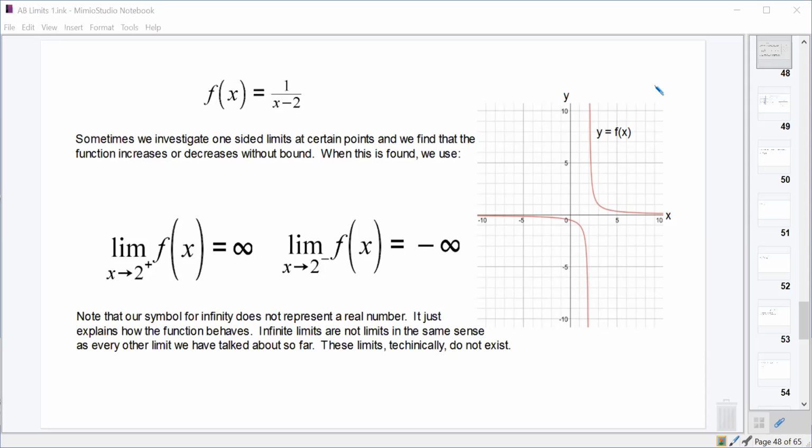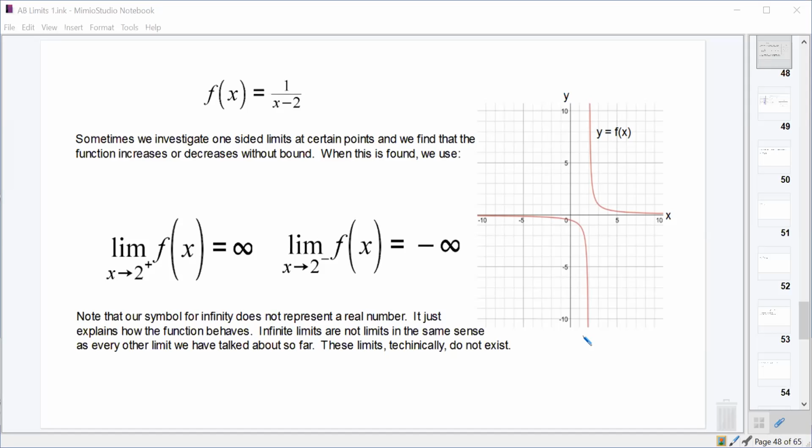So if I look at the limit as x approaches 2, which is my vertical asymptote here, from the right-hand side, my function is going up as it approaches 2 from the right, and we would say that that limit is infinity. And if we were talking about a limit as x approaches 2 from the left, we'd be looking from the left-hand side, and it would be going down towards negative infinity. So infinity or negative infinity would be an acceptable response for either of those limits.